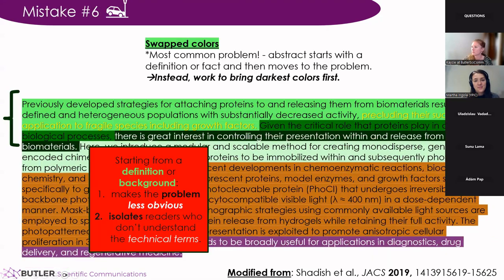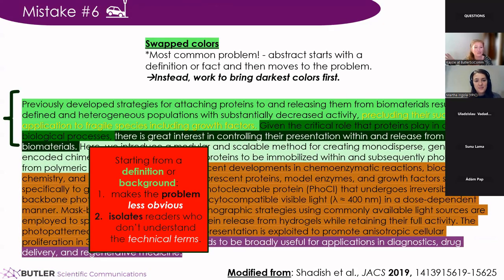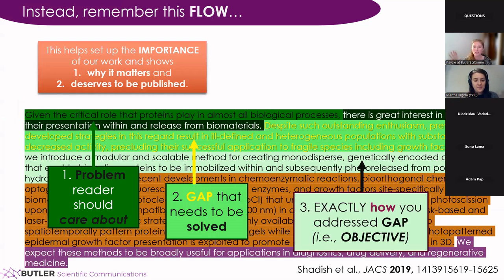So what we want to do, I thought I had a so what, but I do not. So anyway, what we want to do instead is flip that around. We want to put the darker colors towards the top. We want to make it obvious for the reader why our field exists, why this research exists, and then we can give them any background information or definitions that we need to give them, but we have already gotten them on board with this problem and why this exists. So again, this is just reminding you of this flow of starting with that problem readers care about, moving to the gap, and then showing exactly how this work addressed the gap.